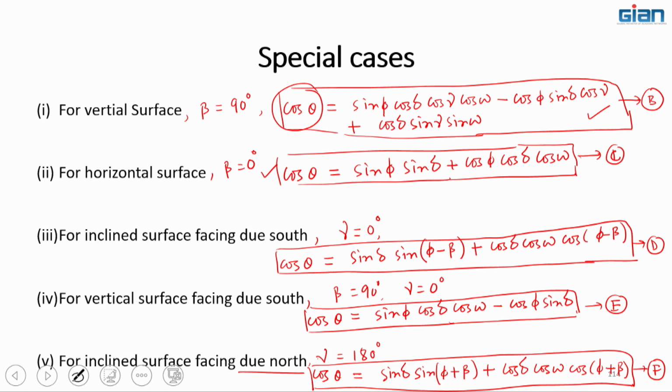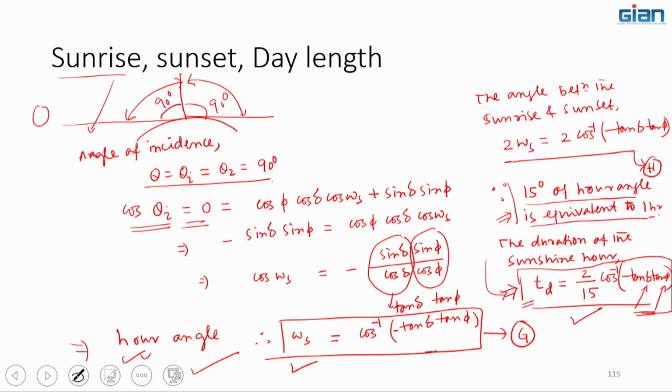And if it is facing due south, then gamma will be 0, so your expression will be something like this. So in different situations you can modify the expression and do the calculation. It's very easy, right? I will not extend further. We need to solve some problems as well, and you also need a break.